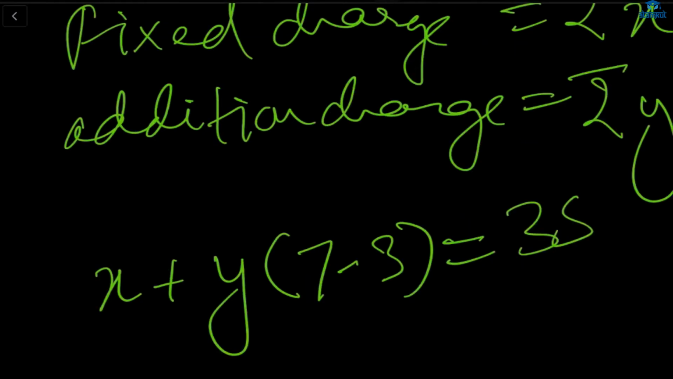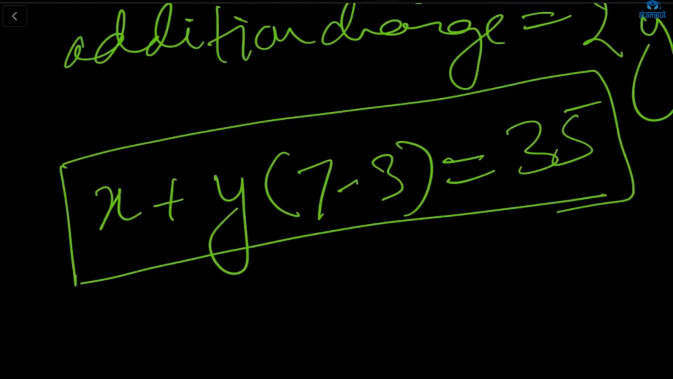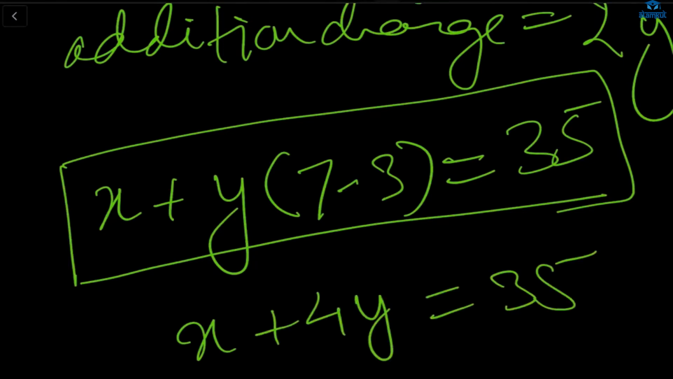Now, Shazan, have you understood this equation? Yes, ma'am, I understood. Can you explain this equation to me? See, she kept the book for a total of 7 days, but for 3 days she is going to pay the fixed charge. So you have to minus 3 from the 7 days, and for the 4 days after that, she is going to pay the additional charges. Okay, ma'am, I got it.